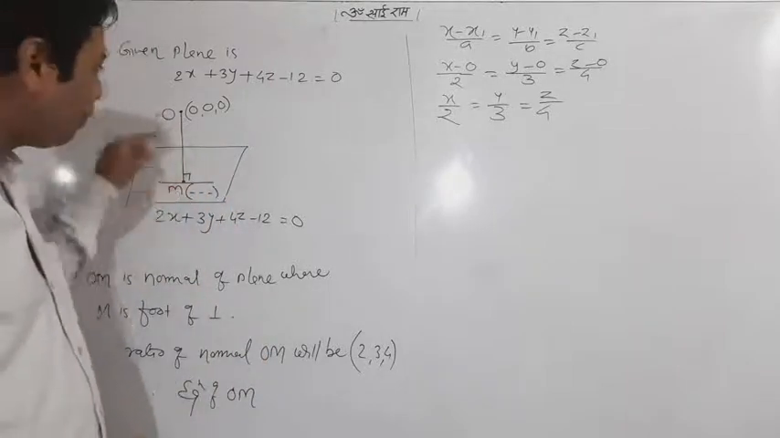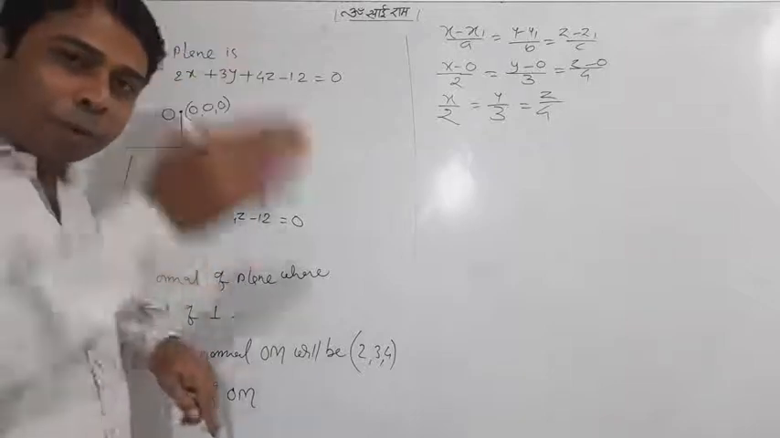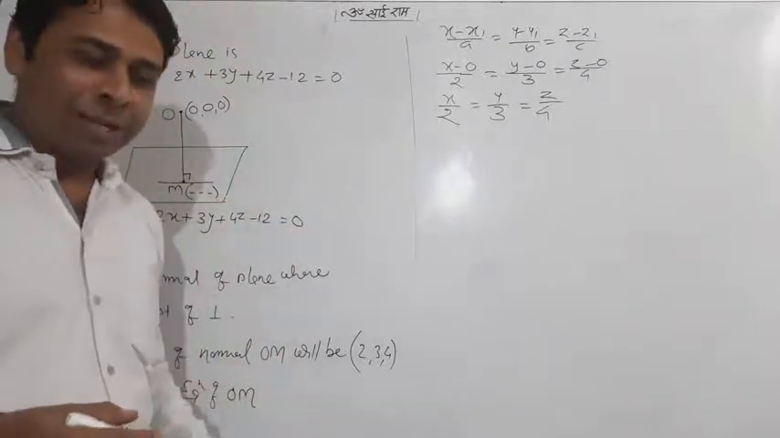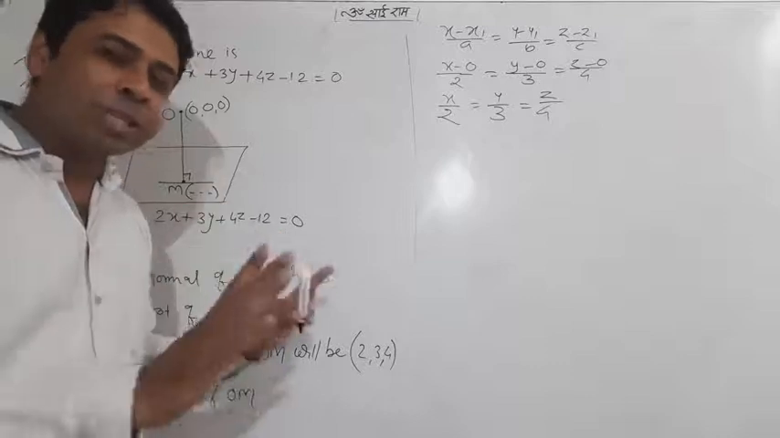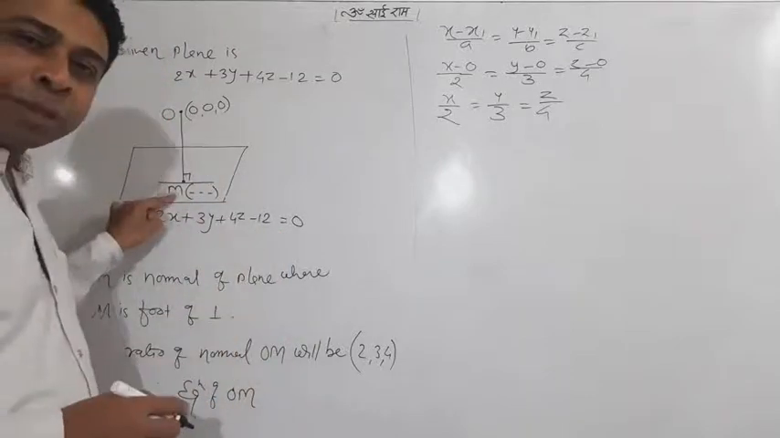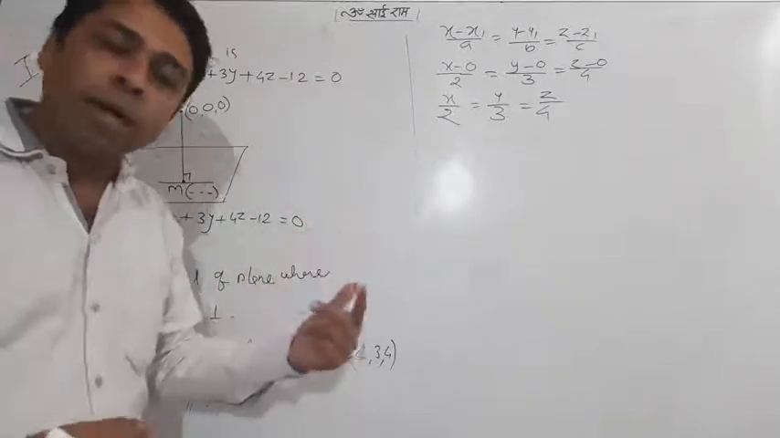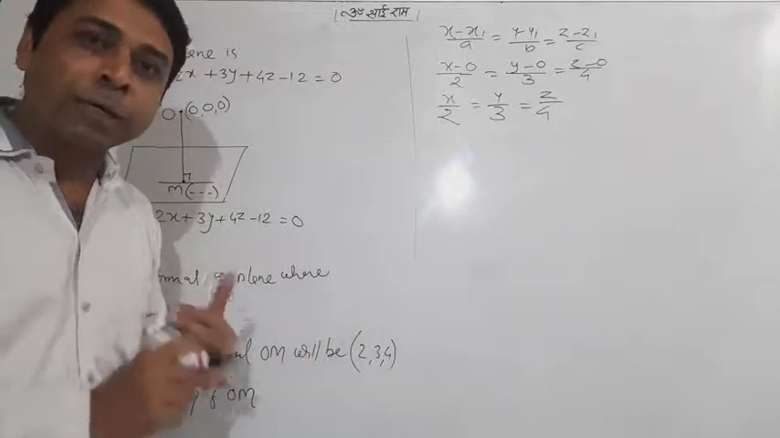But before it we will find the equation of OM. That we already got it. Now the next thing is very interesting: what is M? So you will say it is a foot of perpendicular. Understand, it's the true answer. But what is M?